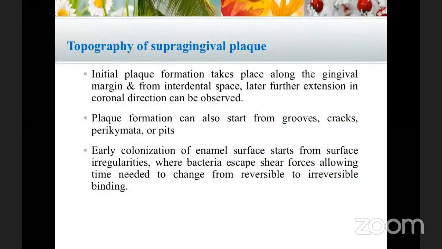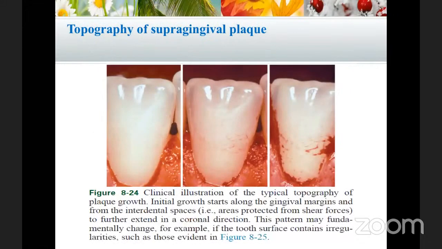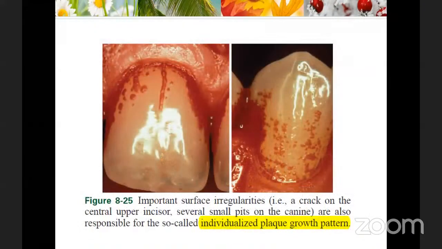Supragingival plaque formation can also start from grooves, pits and fissures. Few studies also show how roughness affects this, with a clinical illustration of the typical topography of plaque growth. Initial growth starts along the gingival margins, then the interdental spaces, then in the coronal direction. Here you see irregularities on the tooth, cracks or irregularities, and an individualized plaque growth pattern.